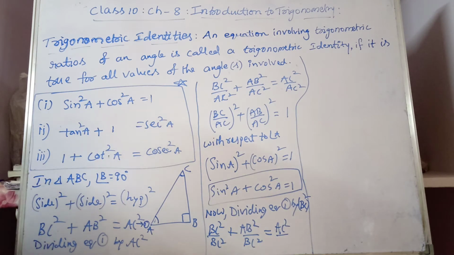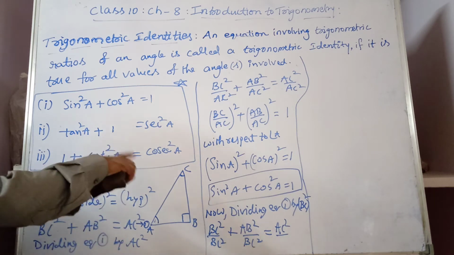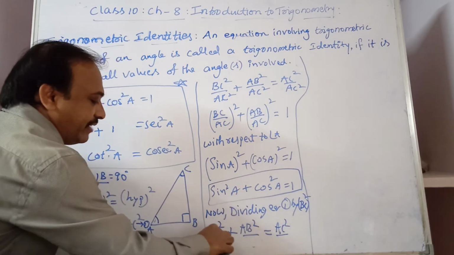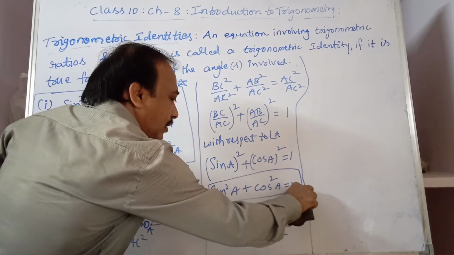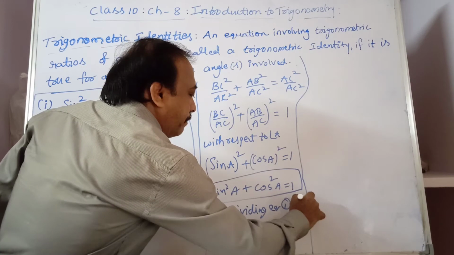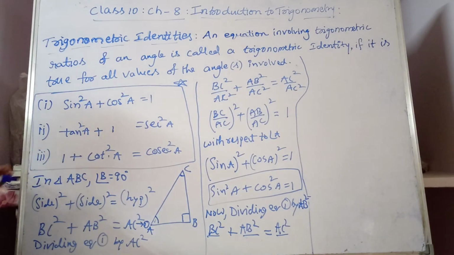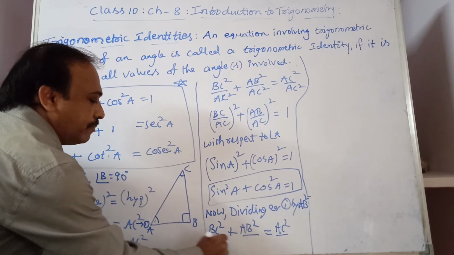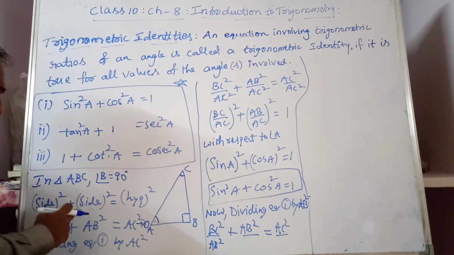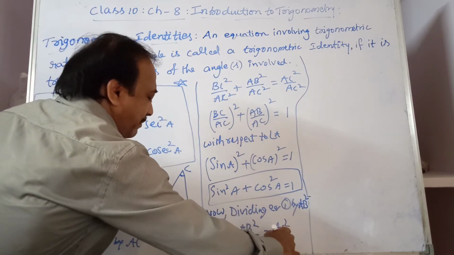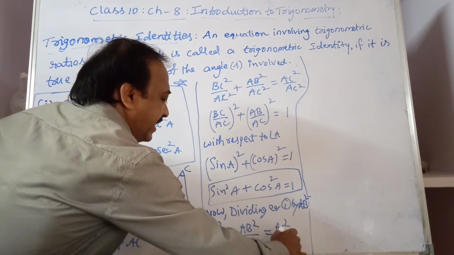So instead of dividing with BC, to get the second identity, hypotenuse by adjacent side, we divide with the AB. So we are dividing the whole equation with the AB. Observe it, AB square, BC square by AB square plus AB square by AB square is equals to AC square by AB square.